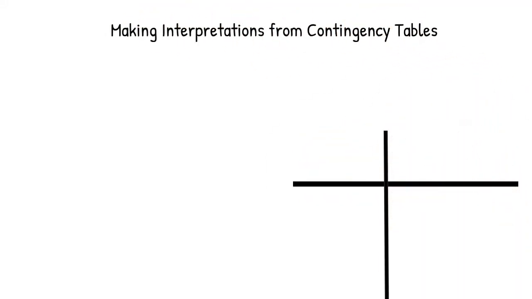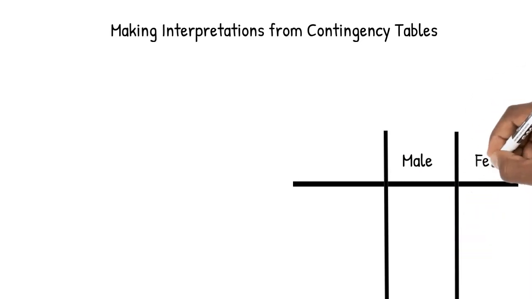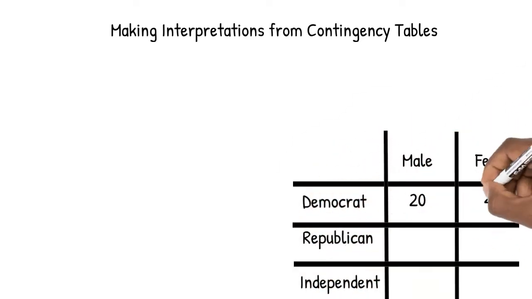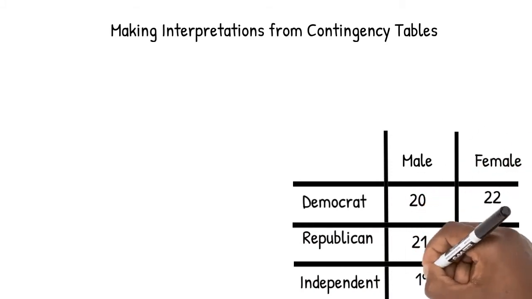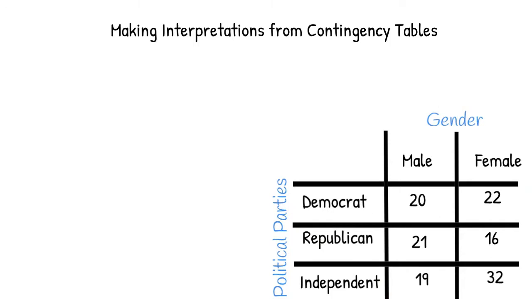In this video, we'll learn how to make interpretations from contingency tables. In a previous video, we looked at the results from surveying a group of people who were either male or female and who were Democrat, Republican, or Independent. The contingency table shows our counts. Now, we will be looking at how to interpret information from our table.